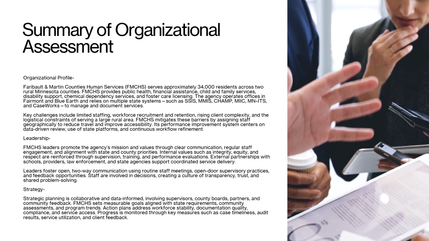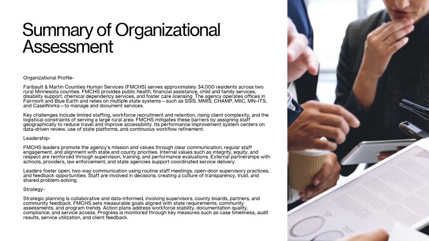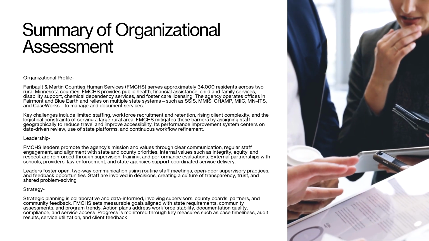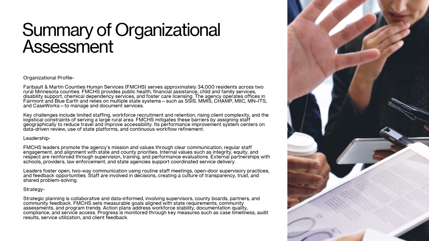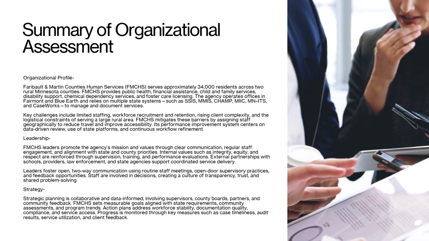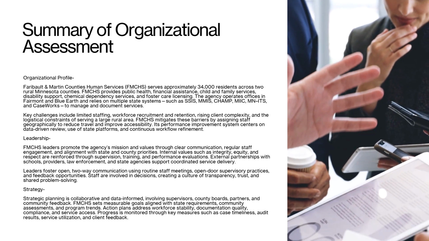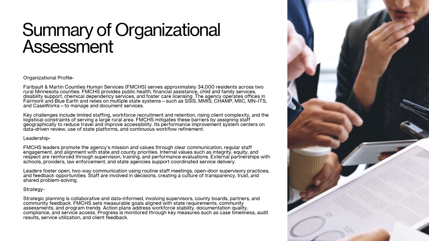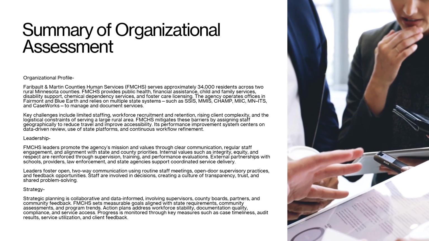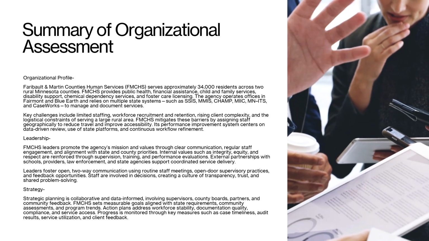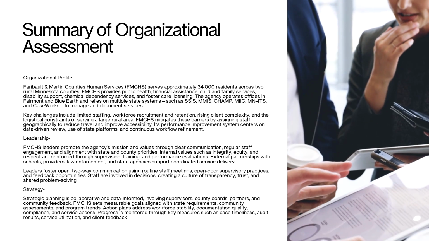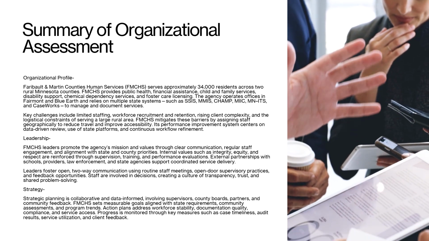Human Services, or FMCHS, serves about 34,000 residents across 2 rural Minnesota counties. FMCHS provides a range of services including public health, financial assistance, child and family support, disability services, chemical dependency care, and foster care licensing. The agency operates offices in Fairmont and Blue Earth, relying on multiple state systems to manage and document services. Key challenges for FMCHS include limited staffing, workforce recruitment and retention, rising client complexity, and the logistical constraints of serving a large rural area.